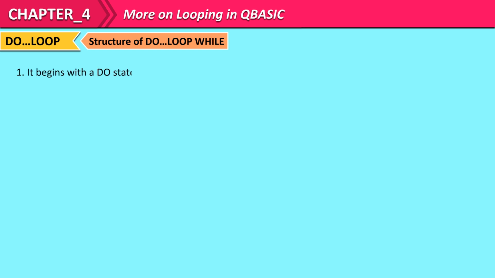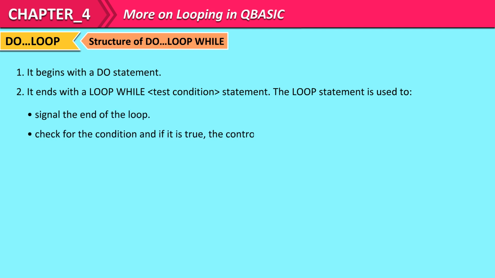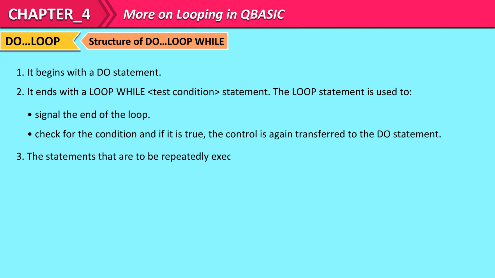Structure of do loop while. First, it begins with a do statement. Second, it ends with a loop while test condition statement. The loop statement is used to signal the end of the loop, check for the condition, and if it is true, the control is again transferred to the do statement. Third, the statements that are to be repeatedly executed are written between the do and loop while statements.